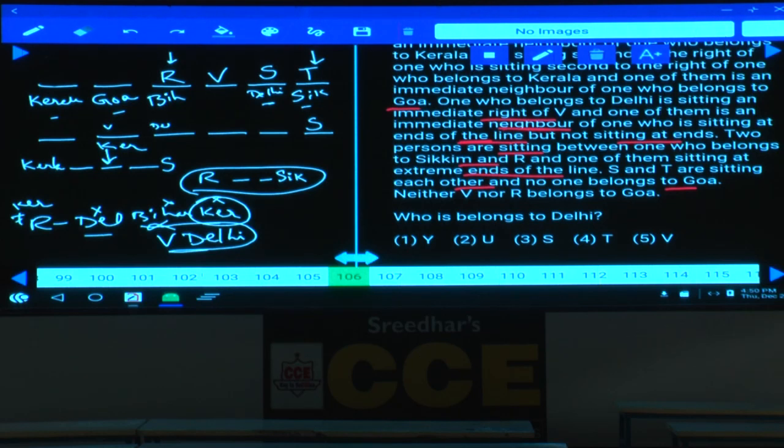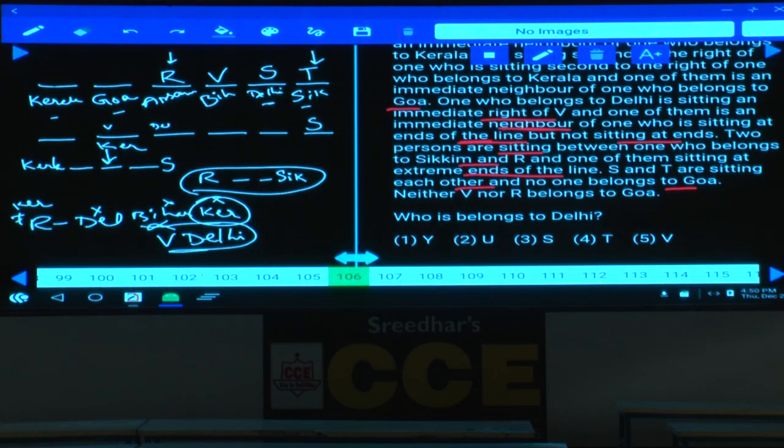R does not belong to Bihar, right? Now, R, Delhi, Bihar, Kerala were ruled out. At the same time, Sikkim and Goa are also ruled out. So out of these 6 states, this person does not belong to 5 states, and this person belongs to Assam. If this person belongs to Assam, then V must belong to Bihar.